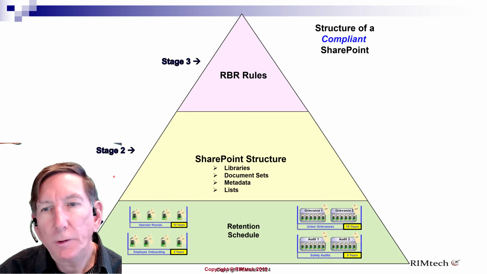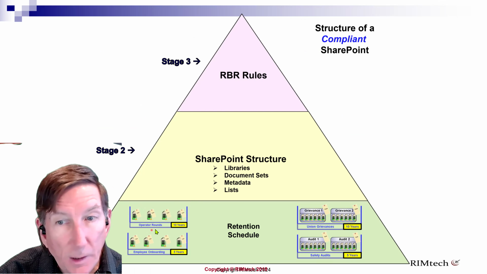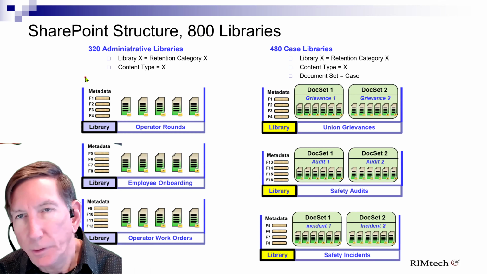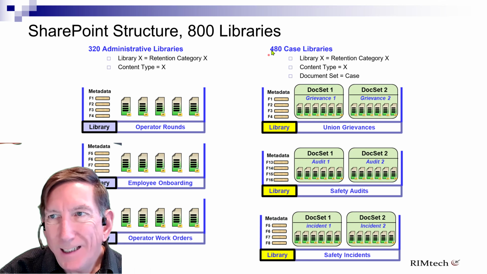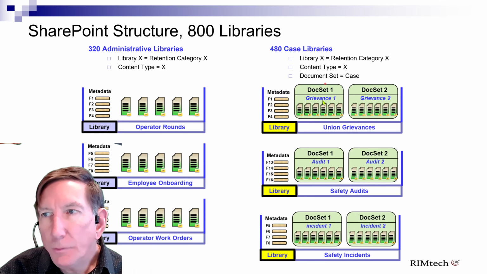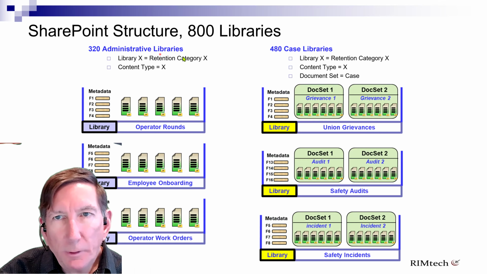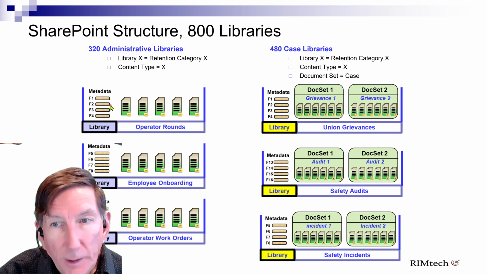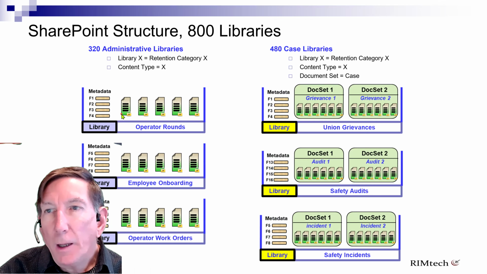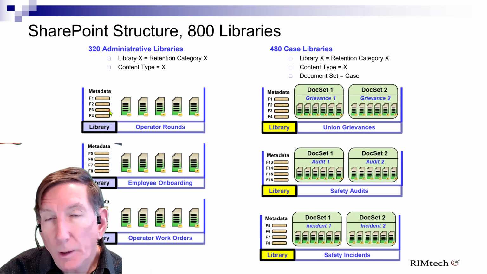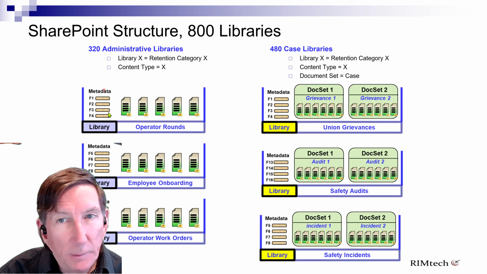case categories, and 320 on the left, which are not case categories. Now for the SharePoint structure, we're going to have 480 case libraries on the right divided into document sets. We'll have 320 libraries that will not be divided into cases. Regardless of whether they're admin or cases, they all need metadata, right?